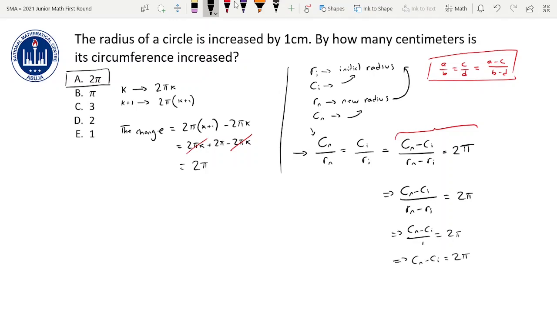Now at this point, remember that Cn is the circumference of the circle when you increase the radius by 1, and Ci is the initial circumference of the circle. Since Cn minus Ci is 2 pi, that means that when you increase the radius of the circle by 1, the circumference of that new circle minus the circumference of the original circle is going to be 2 pi. That's the difference between the circumference of the new and the old circle. And we still get the same answer that you get if you go about it in the first way.